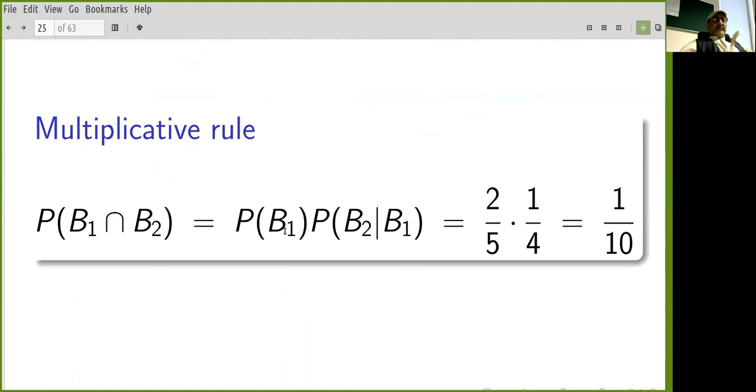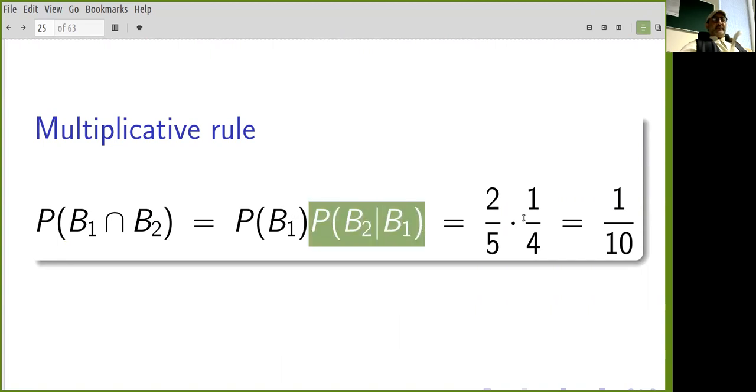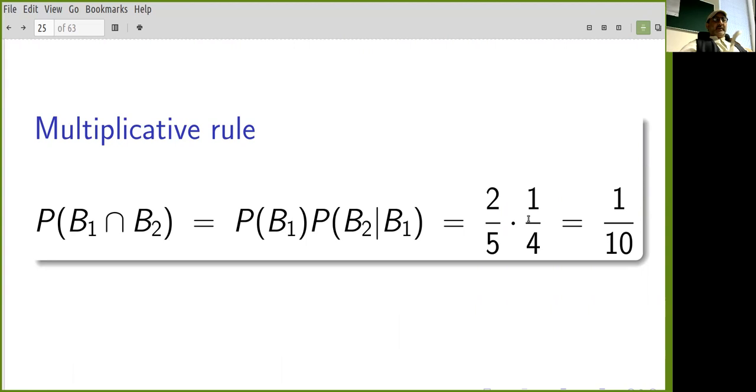Okay, so probability of B1 is 2/5, and the probability of B2 given B1 is 1/4. And so the multiplication rule gives us 2/5 times 1/4 is equal to 2 out of 20, or 1 out of 10.